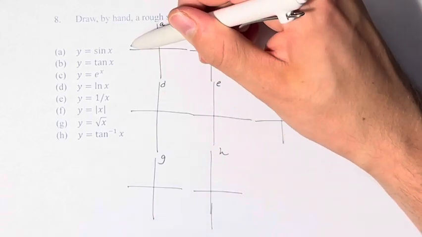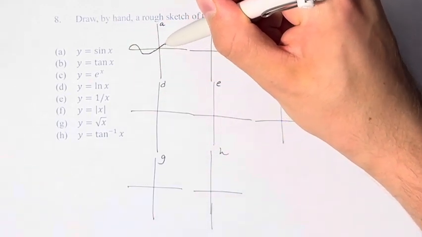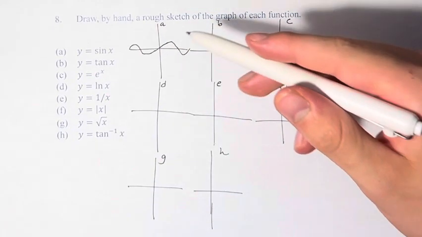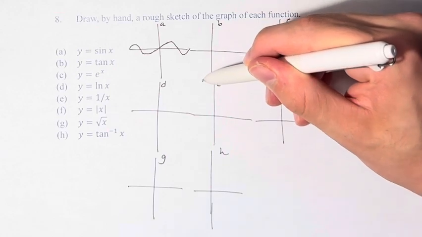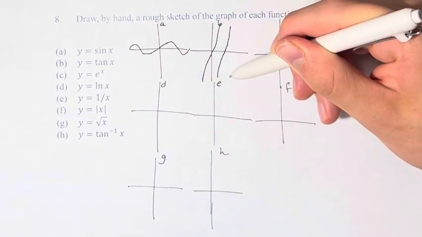So the sine function is periodic. It hovers between 1 and -1, and it looks something like that. Tangent function is also periodic, but it goes from -infinity to infinity over and over again.